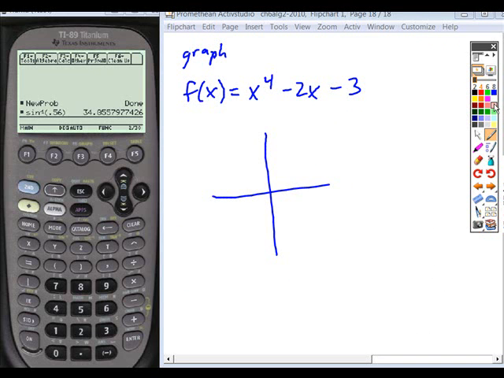-3, right? Because the y-intercept is where x equals 0. So the y-intercept on any function is just the constant when you write it in standard form. So if we have 1, 2, 3, we know that our y-intercept is going to be down here. And now, again, we don't specifically know where the direction changes are going to take place, but what we can do here is we can make a prediction.